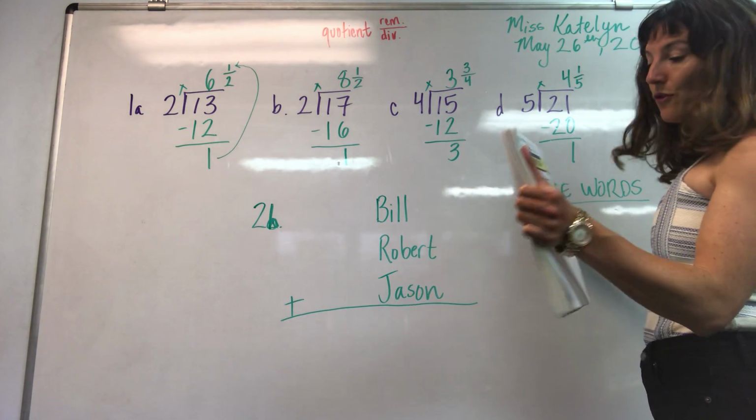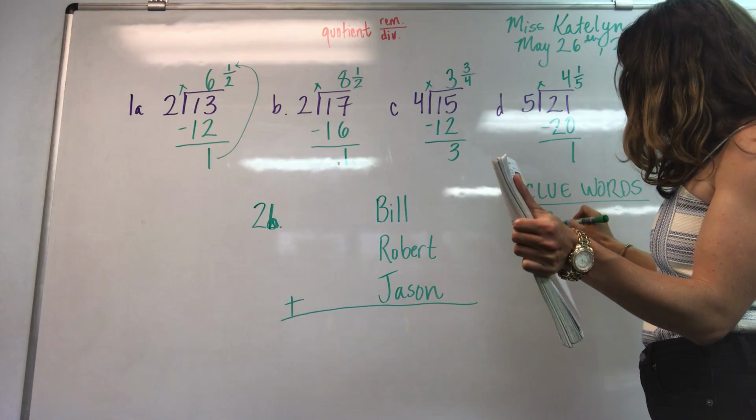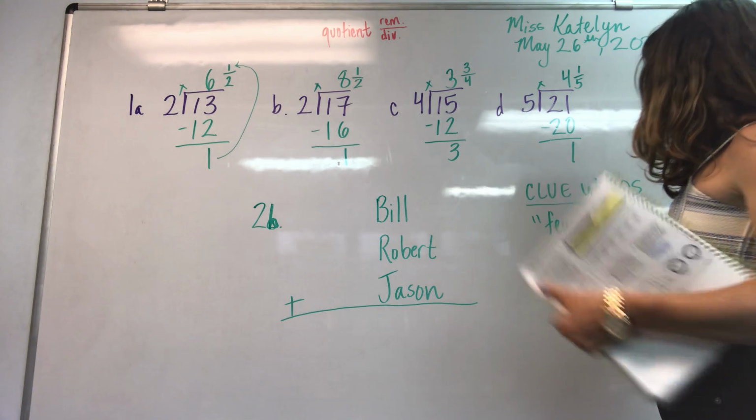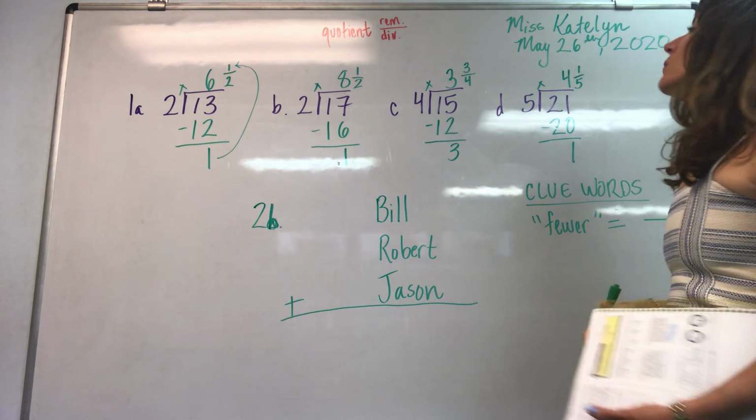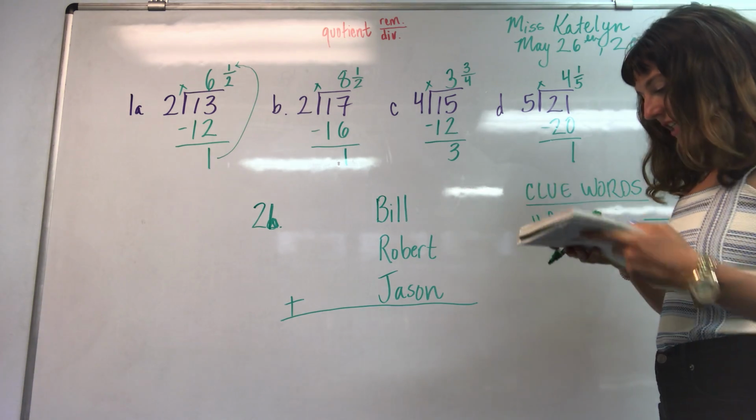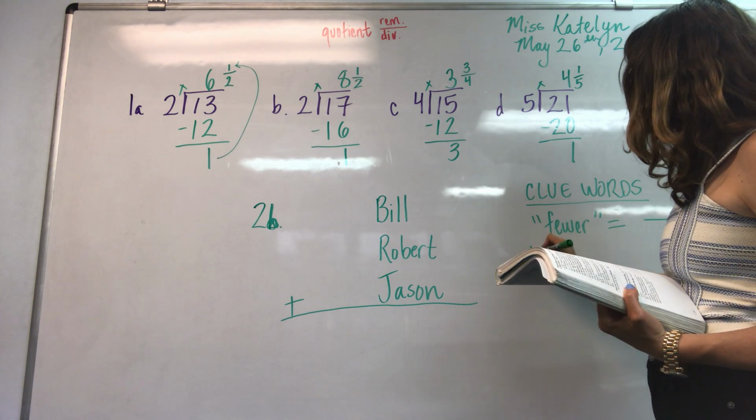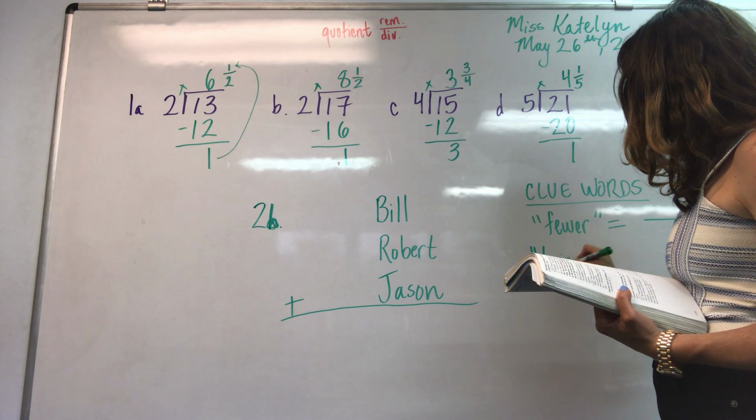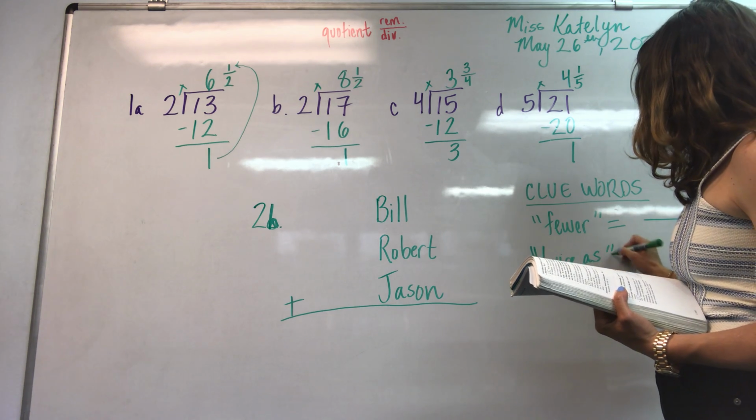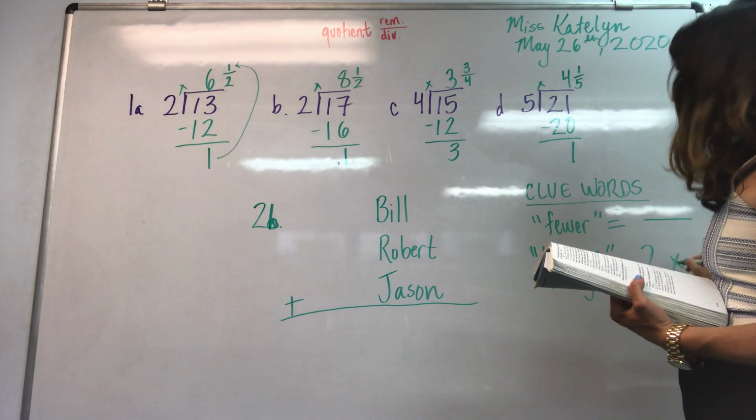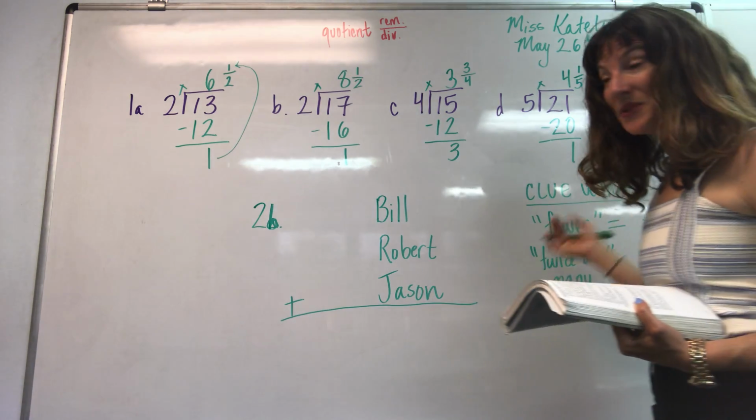Okay. Fewer. That tells you to subtract, okay? When you see fewer, you need to subtract. And twice as many means 2 times, or times 2, okay?